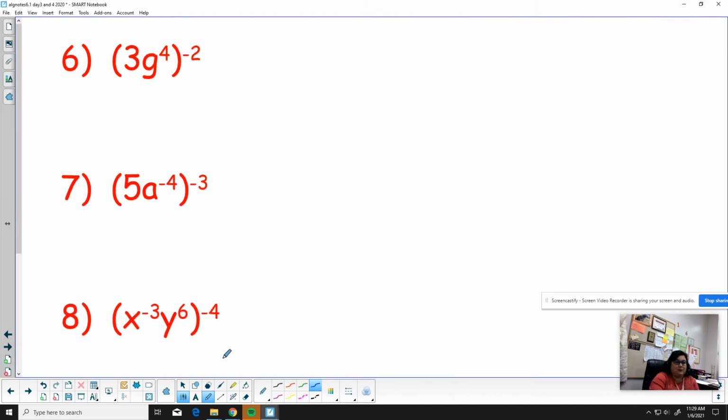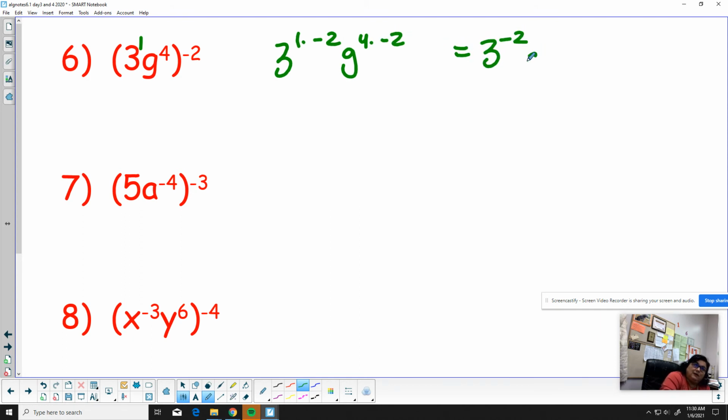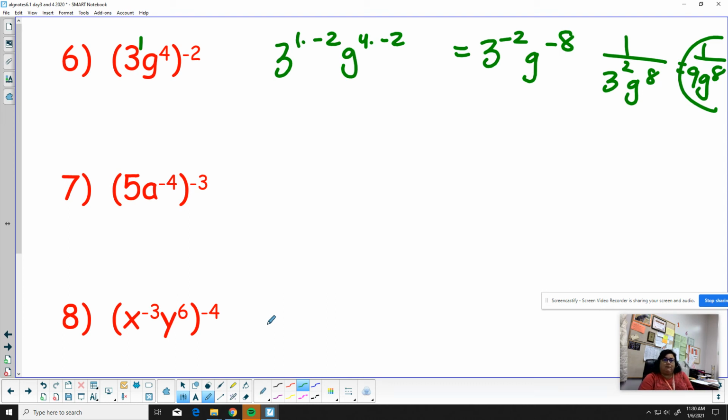Okay, why don't you press pause and try 6, 7, and 8, and then I'll come behind and do them too, and you can check and see if you're right. So there's an exponent of 1 here, so this is 3 to the 1 times negative 2, g to the 4 times negative 2. So 3 to the negative 2, g to the negative 8, both unhappy. They go to the bottom. And my final answer is 1 over 9, g to the 8th. If you got that right, give yourself a pat on the back.